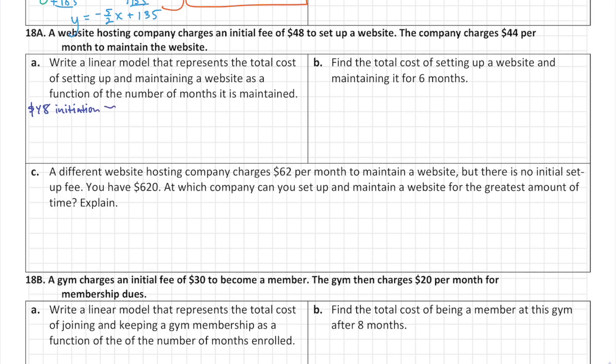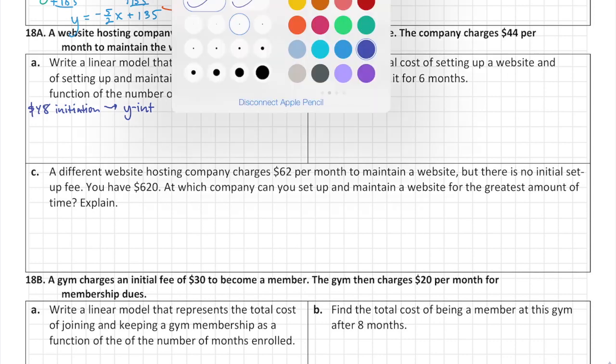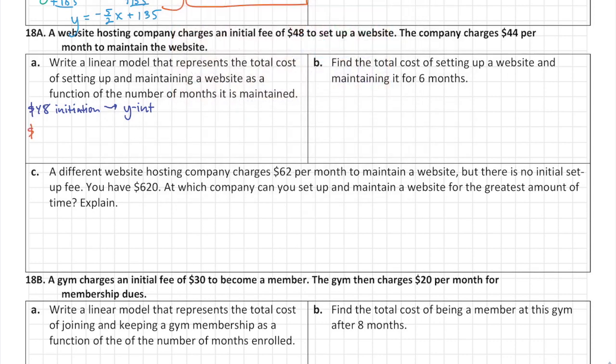That initiation fee corresponds to my y-intercept, because it doesn't matter what x will be, which will stand for the number of months. At x equals 0, I have to pay $48. So that's my y-intercept. Per month, I have to pay $44 a month. Now that would correspond to the slope. So if I combine these two things into an equation, I could put y is equal to 44x plus 48.